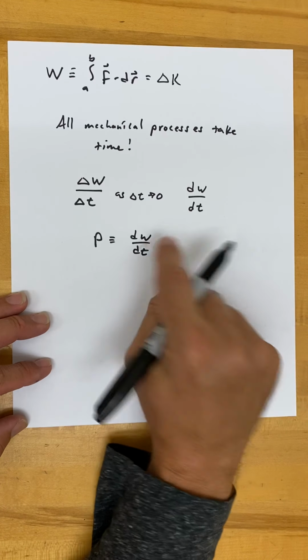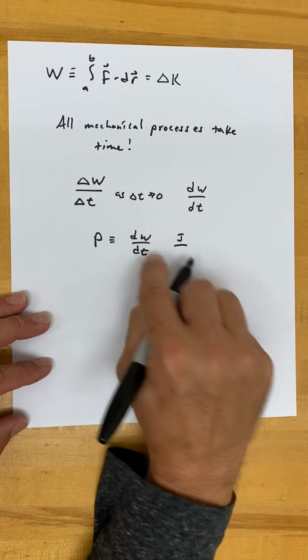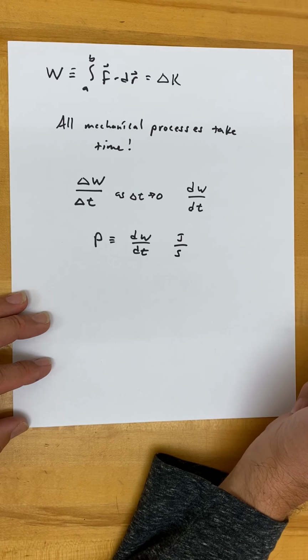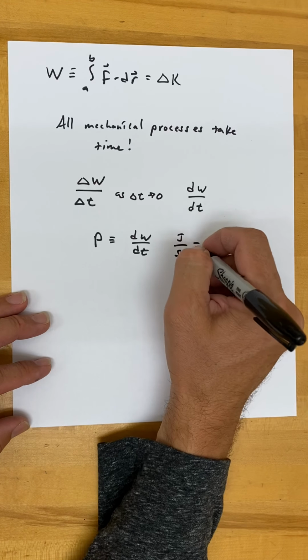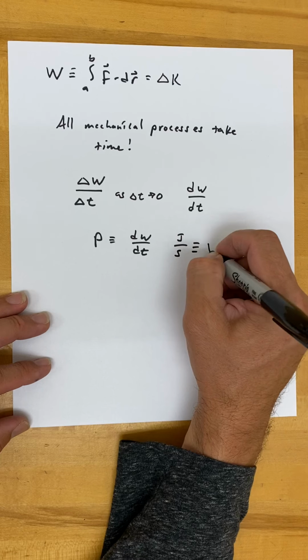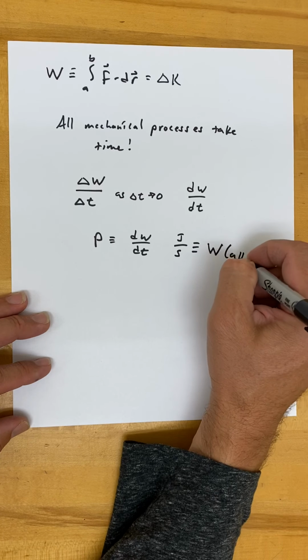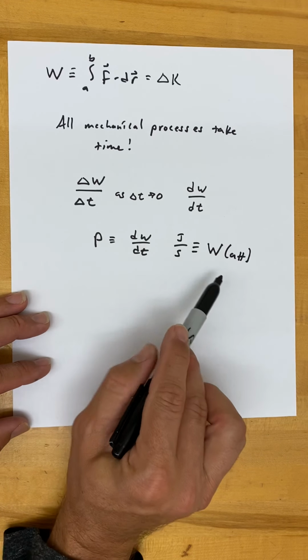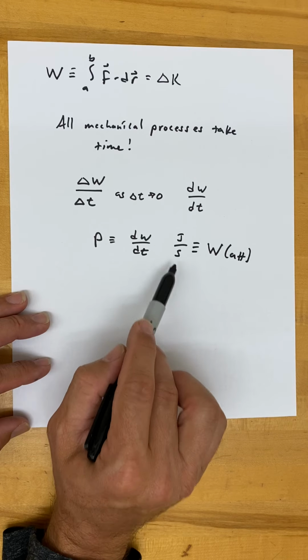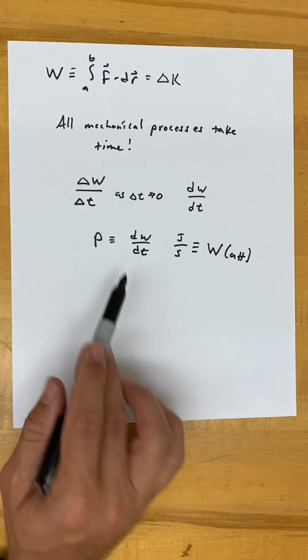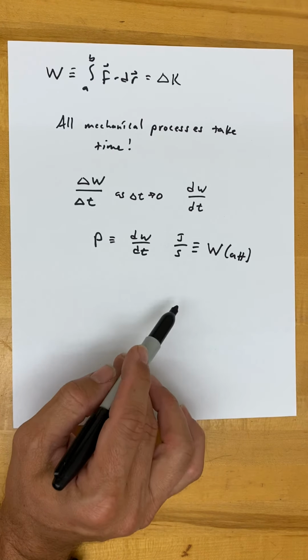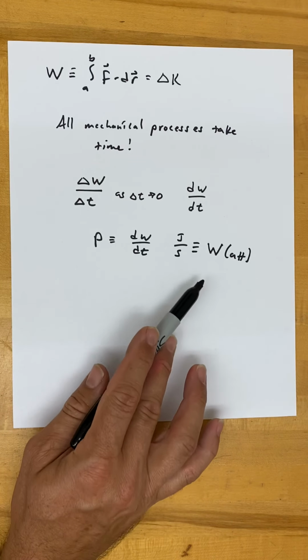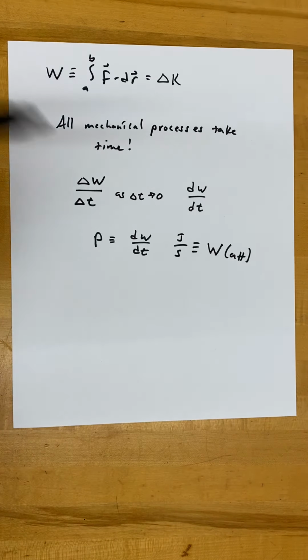Units of work are joules. Units of time, of course, are seconds. And we're going to wrap that up and name it after James Watt. So this is a W, which stands for watt. It's a little unfortunate because W is the symbol for work, which has units of joules, but W is also the unit of power, which stands for watt. So it's going to be clear from context, but you have to be careful how you handle your W's here.